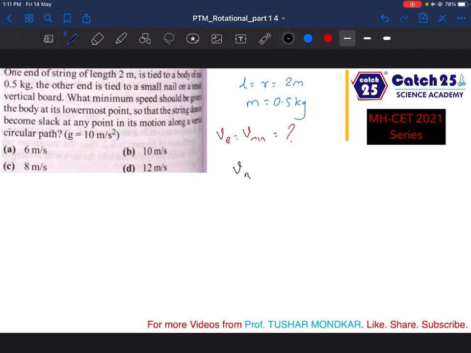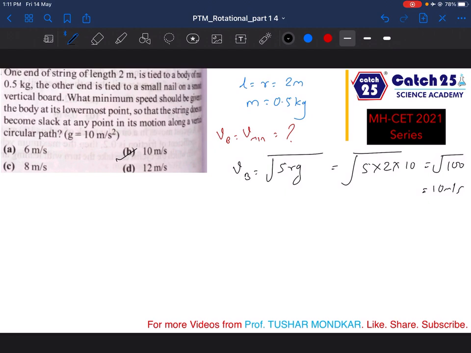So velocity at bottom equals under root of 5 rg. Already told you. So this will be 5, the value of r is 2, into the value of g is 10. This will create root 100, so the correct answer will be 10. Again, a very easy question, but what you need to remember?